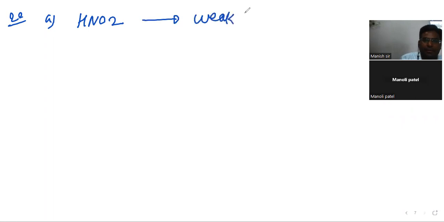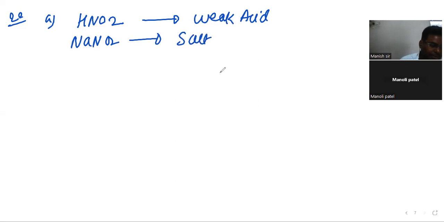Now see the next question, that is 22. Which of the following pairs constitutes a buffer? It was asked in 2006. The first option is HNO2, nitrous acid, which is a weak acid, and sodium nitrite, NaNO2, is there. So it is a salt, right? So these two contribute to form an acidic buffer solution.